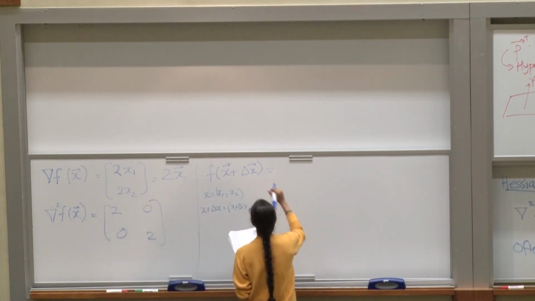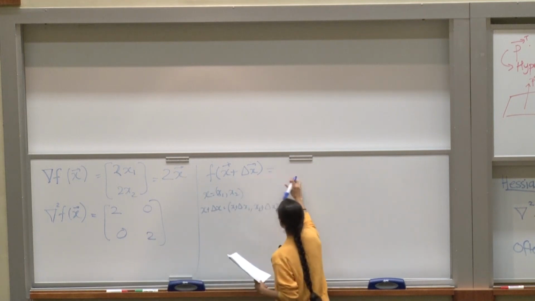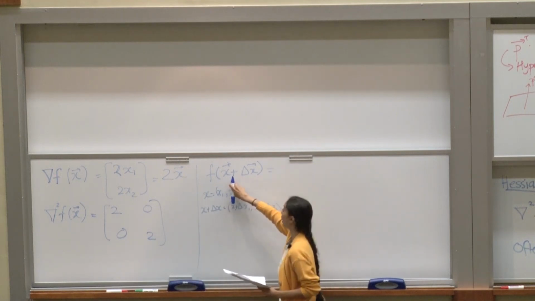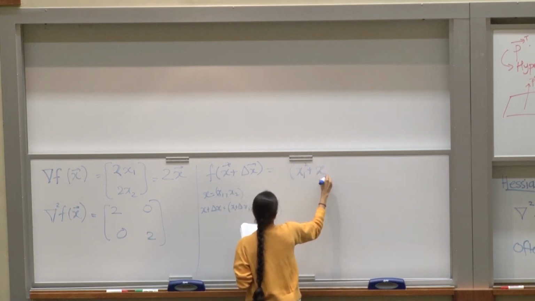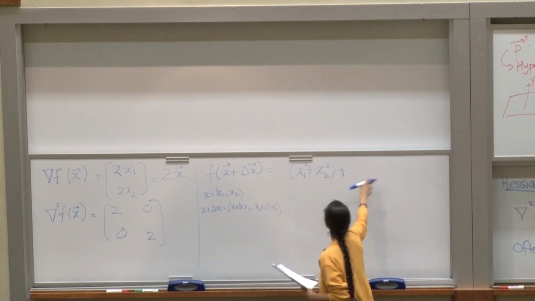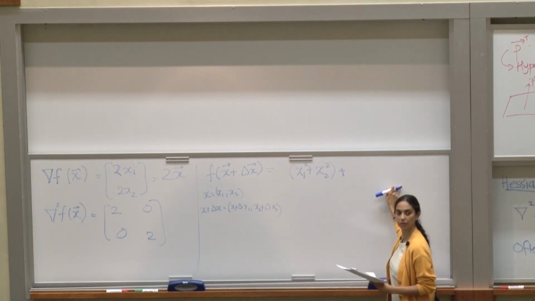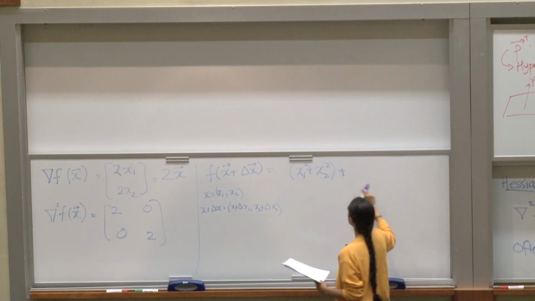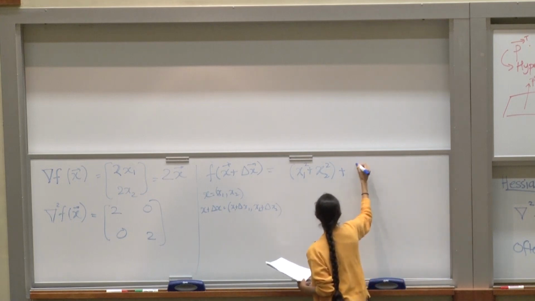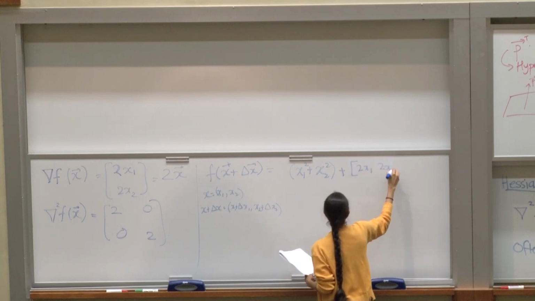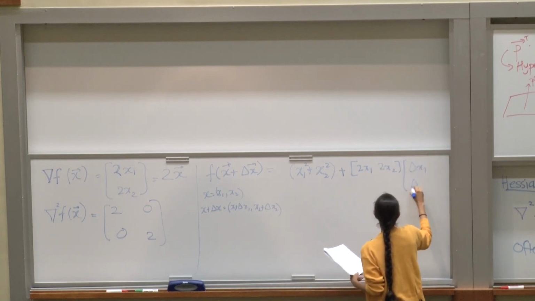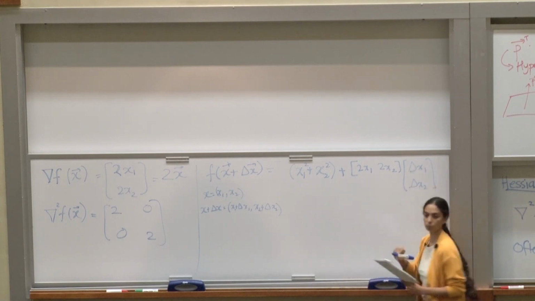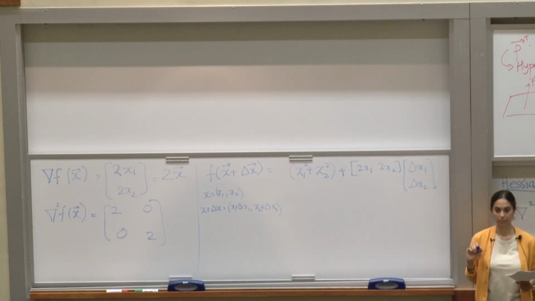What are you going to write out? First I'm going to write out the function value at x. So I get x1 squared plus x2 squared. Then what do I have? What's the second term? I'm going to write the gradient, transpose. So I'm going to have 2x1, 2x2 times delta x1, delta x2 is my second term, right?